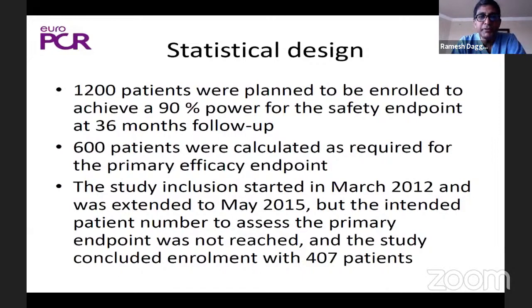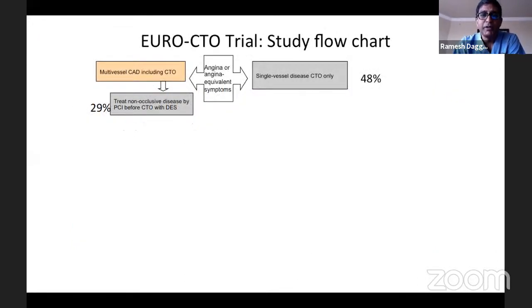So here is a 90% power and the follow-up for 36 months. 600 patients were calculated as required for the primary efficacy endpoint. The study inclusion started in 2012 and was extended to 2015. But the intended patient number to assess the primary endpoint was again not reached, and the study concluded enrollment with 407 patients. So this is, again, one more sad part: enrollment in clinical trials should really be encouraged by all cardiologists and scientists.